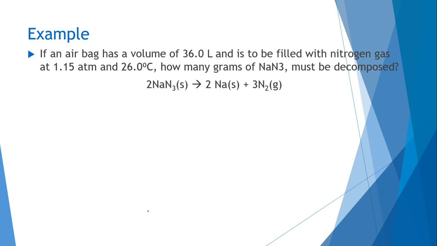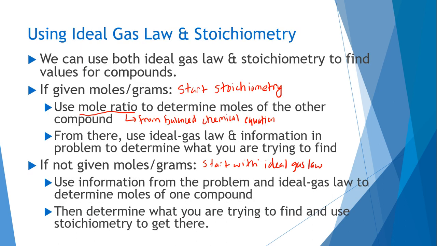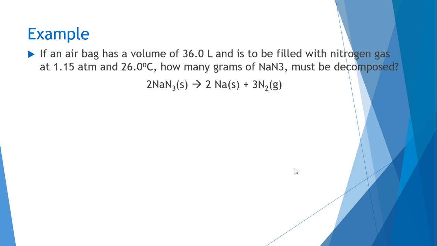Our first example says, if an airbag has a volume of 36 liters and is to be filled with nitrogen gas at 1.15 atm and 26 degrees Celsius, how many grams of NaN3 must be decomposed? This is actually a common equation used for airbags, and our balanced chemical equation is already balanced for us. First thing we need to know is, am I given grams or moles? You're going to read this problem and realize you are not given grams or moles. So if not given grams or moles, we're going to start with our ideal gas law.